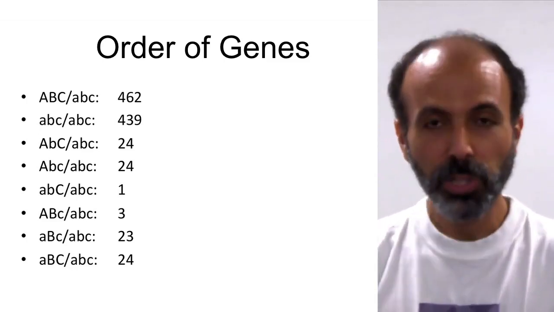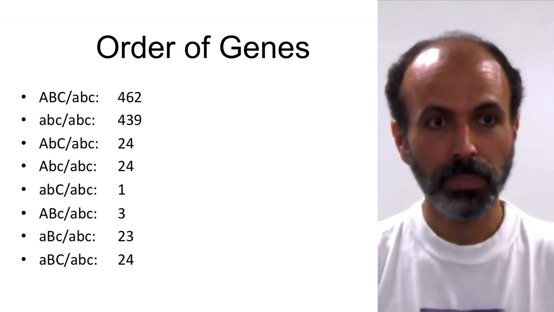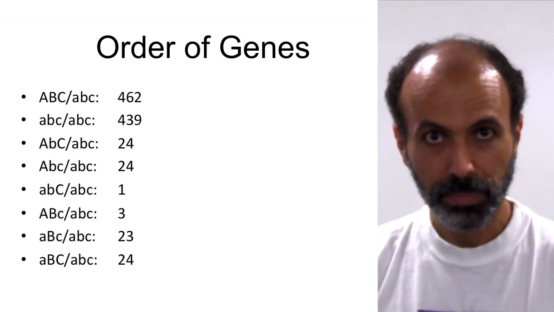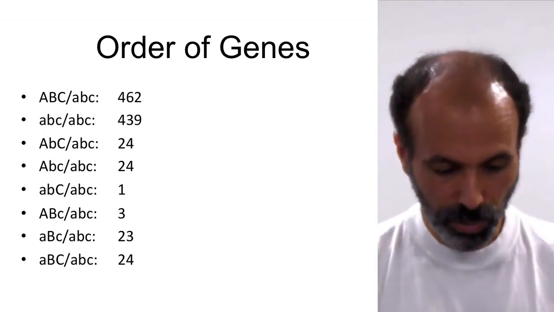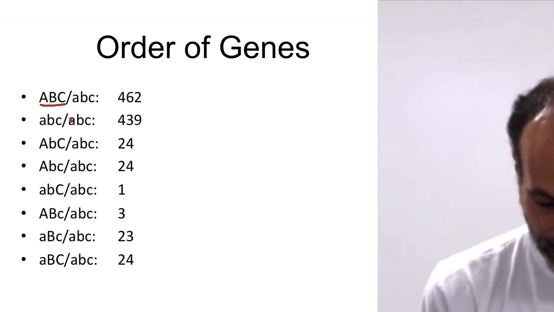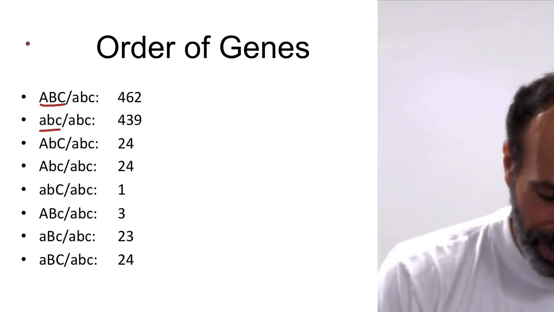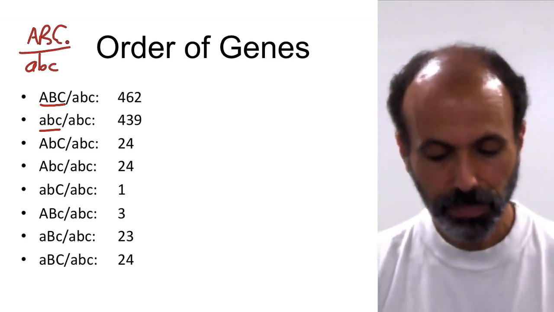Look at this quickly. Which one would be parental? Look at this set of numbers. Which two types would be parental? Well, I said the parental group would be the most abundant group. So clearly in this case, the most abundant groups are capital A, capital B, capital C, and lowercase a, lowercase b, lowercase c. That establishes your phase already. So we know that the person who we're measuring recombination in looks something like this.